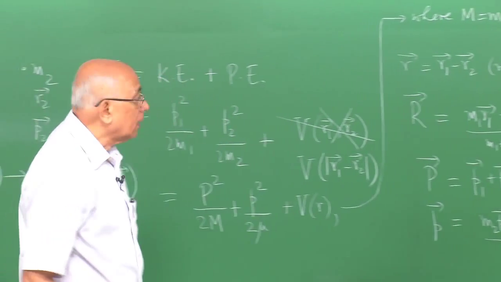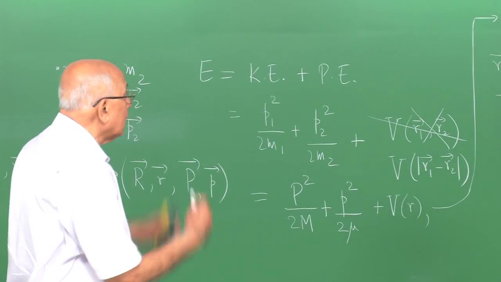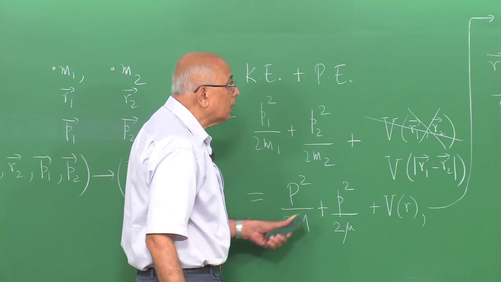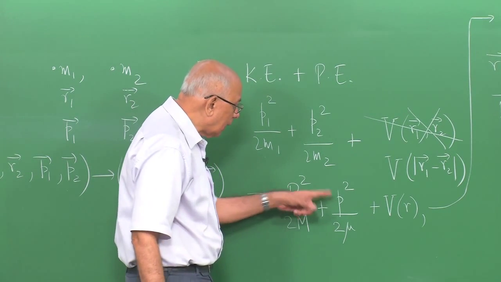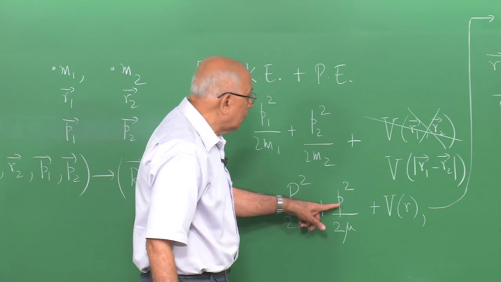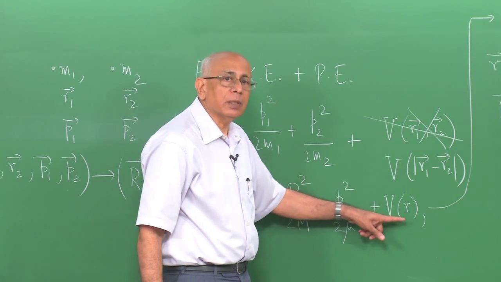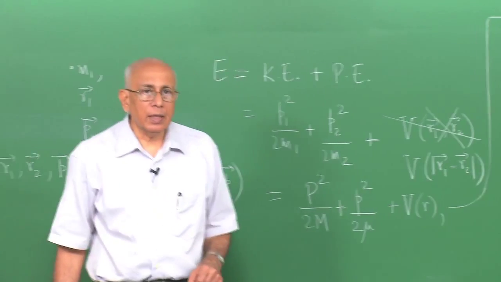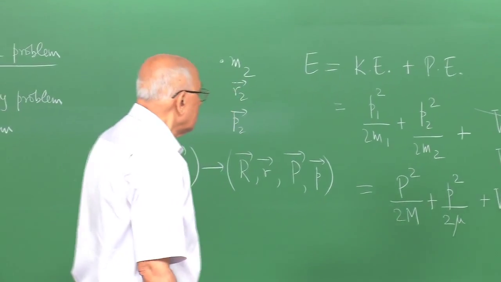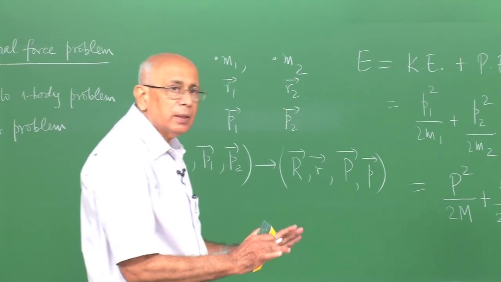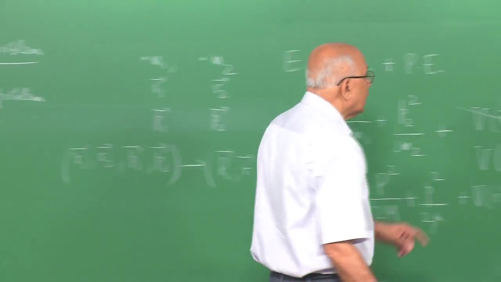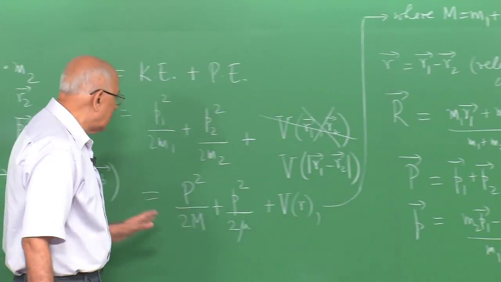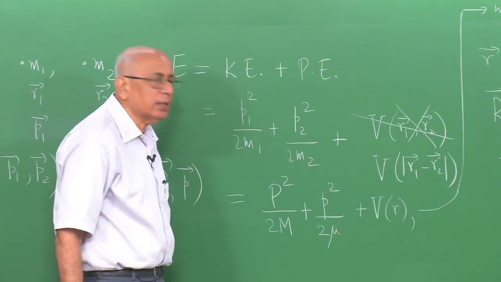So we have explicitly here an expression for the total energy in terms of the total momentum, the relative momentum, and a potential function, a potential energy which depends only on the magnitude of the relative coordinate. It is immediately obvious by inspection that this coordinate, the center of mass coordinate, does not appear anywhere here. It does not appear in the expression of the total energy at all.